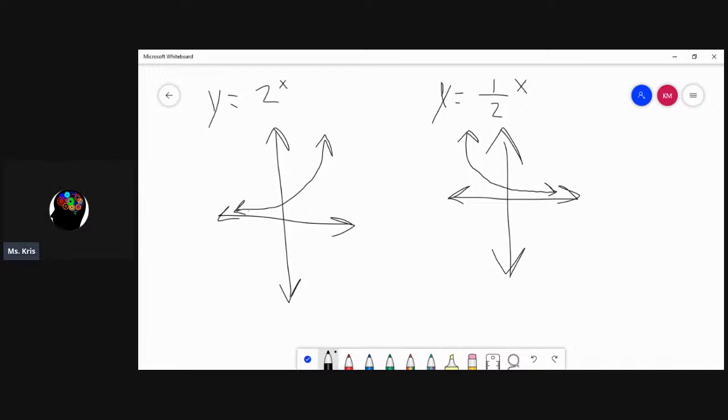So the main thing I want you to remember about growth and decay: whole numbers that are greater than 1 are growths, and fractions, which are between 0 and 1, those are decays. Any questions before we move on to chapter 9?